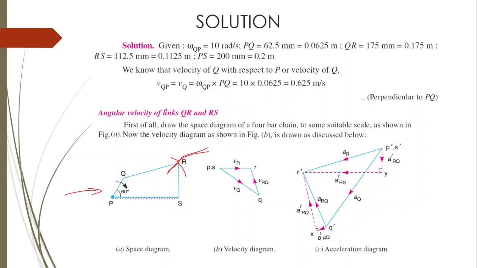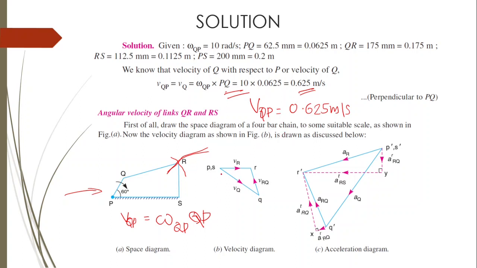Then in the next step we can calculate the velocity of Q with respect to P. Velocity of Q with respect to P is equal to the angular velocity of link QP into QP. That is the linear velocity of point Q with respect to P. Omega QP into QP is calculated as 0.625 meter per second.